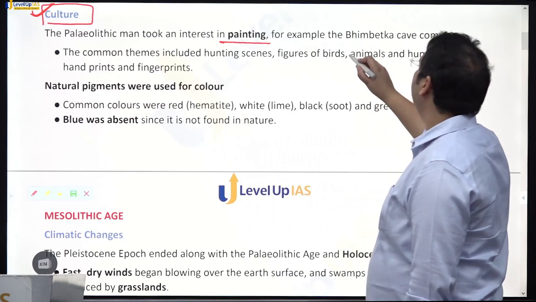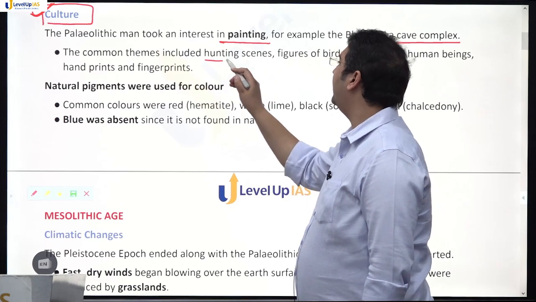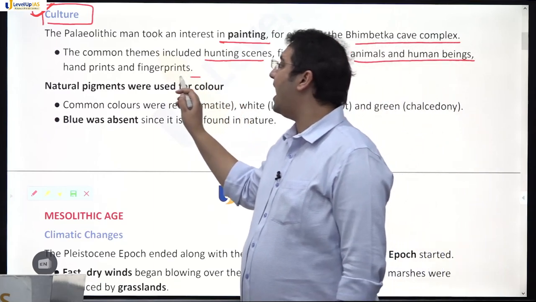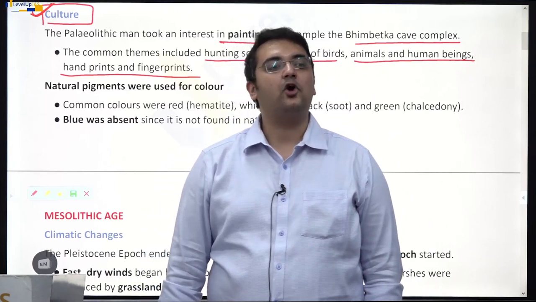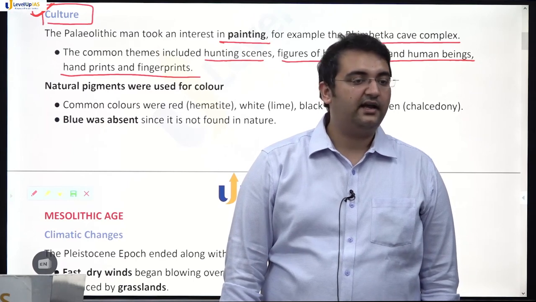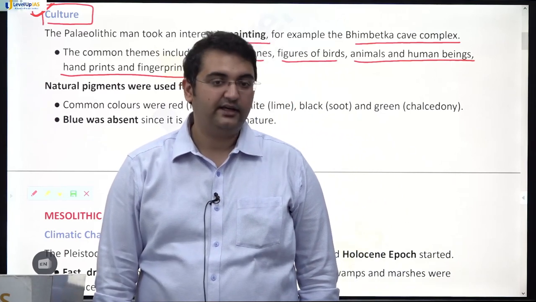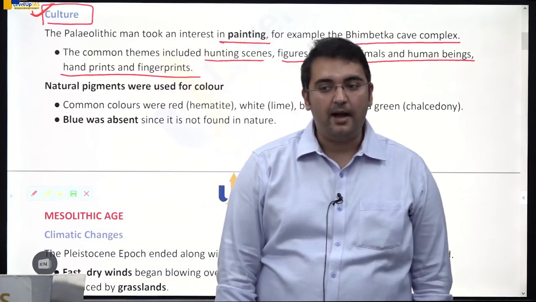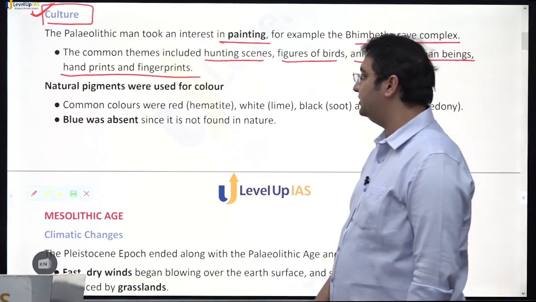For example, the Bhimbetka cave complex. Common themes kya kya hai? Hunting scenes, figures of birds, animals and human beings, handprints and fingerprints. What are the kinds of themes that are not visible in Paleolithic art? Kya nahi milta hai? Do you get any scenes of a tribe dancing around a fire doing jhingalala? Nahi milta hai. Kyo nahi milta hai? Because community life was absent. The concept of communal living had not yet fully emerged. Theek hai?